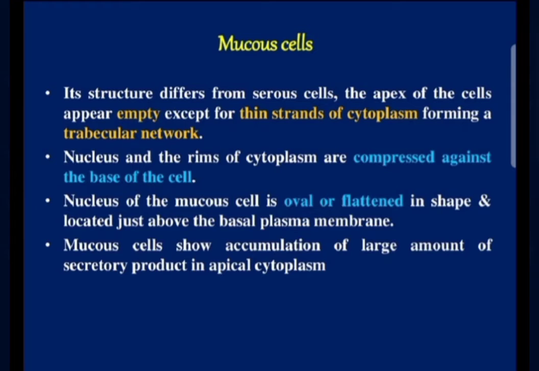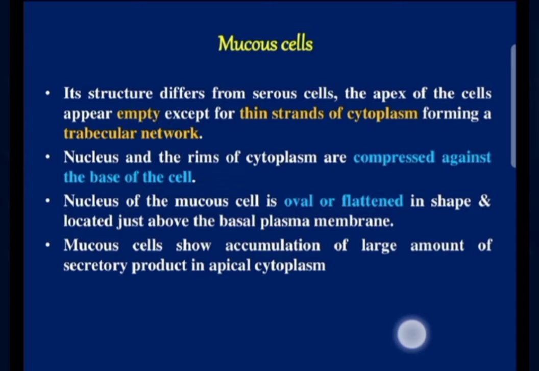The mucus cells. Its structure differs from the serous cells. The apex of the cell appears empty except for thin strands of cytoplasm forming a trabecular network. Nucleus and the rims of cytoplasm are compressed against the base of the cell because this is a goblet-like cell. The goblet cells, I have told you, are a unicellular gland, a mucus secreting gland.